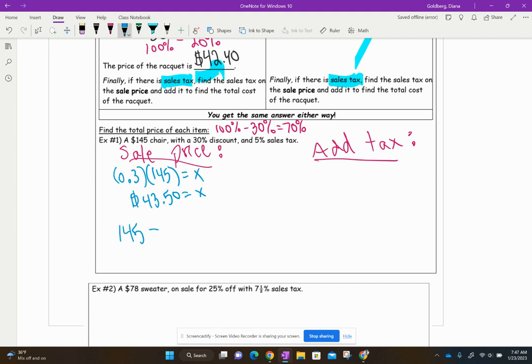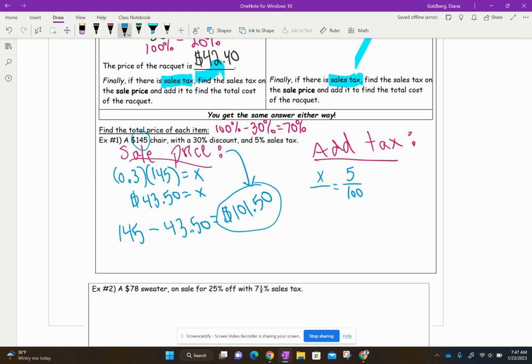So 100% of the chair minus 30% of the chair means I'm paying, there it is, 70% of the chair. Now to add tax. This time I'll set up a proportion. Tax is 5%. But we need to think about what's the part and what's the whole. Well, we don't know the part yet. The whole, are you using 145 or are you using 101.50?